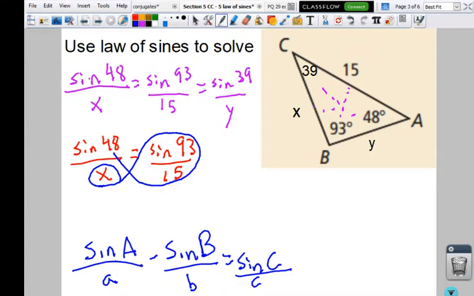Is it in degrees? No, because it's the side, right? It's the side, so it's just going to be 12.15. And I should have some units, but oh well. It's fine. X is 12.15.